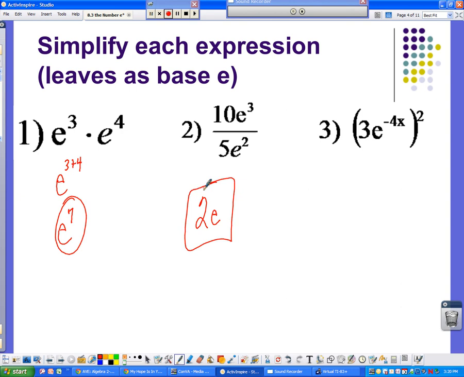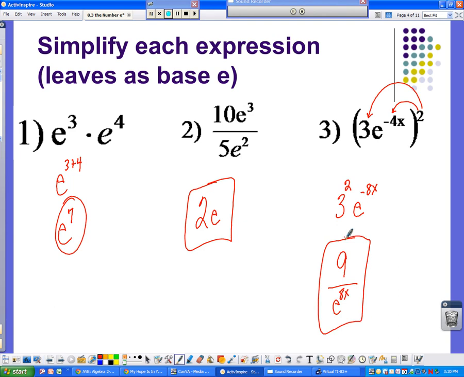On number 3, we're going to distribute this 2. So I get 3 to the 2nd, e to the, and remember this is negative 4 times 2, which is negative 8x. 3 squared is 9. And remember, a negative exponent causes it to go down. So 9 over e to the 8x.